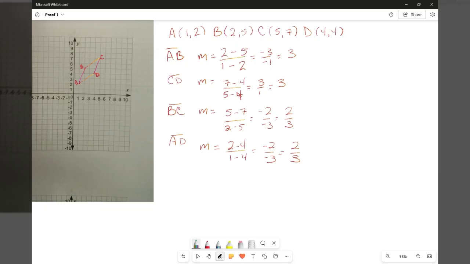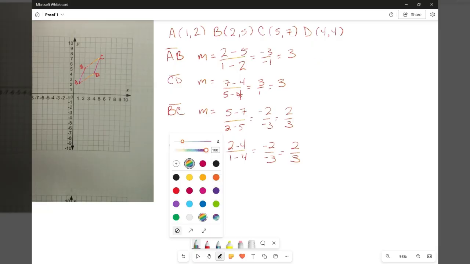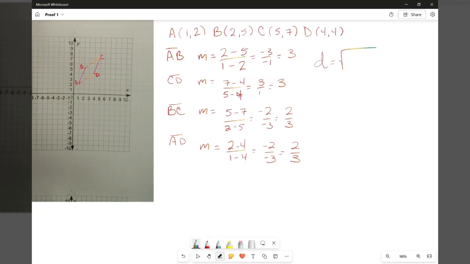So that is the distance formula. The distance formula equals the square root of x2 minus x1 squared plus y2 minus y1 squared. And that comes from the Pythagorean theorem, believe it or not. So I'm going to find the distance of AB.